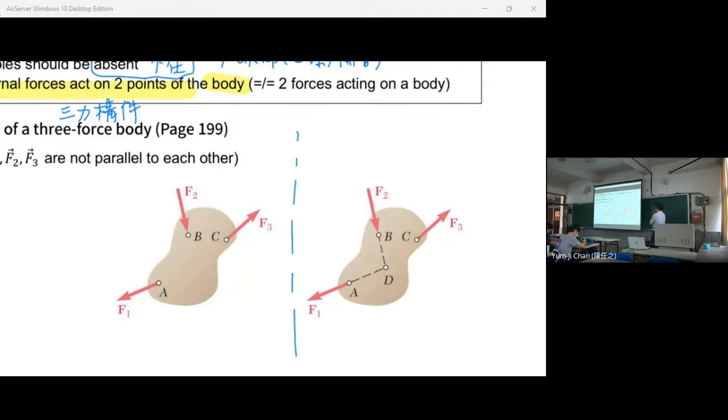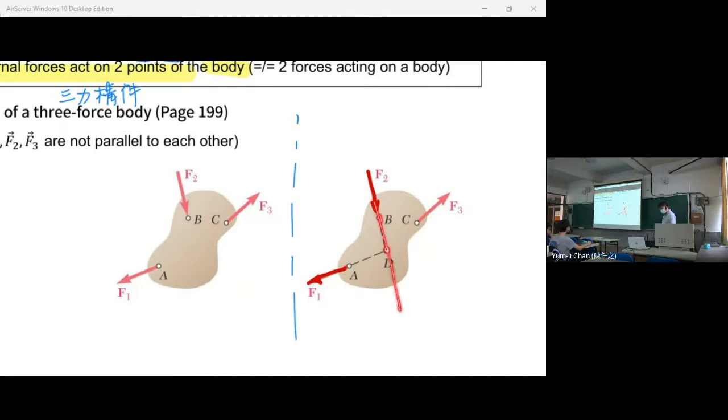Now, let's say because we have a rigid body, we have transmissibility. So this force F2, and we look at these two first. For this force, the F2, we say we have the line of action BD. And then we have an F1 line of action AD.